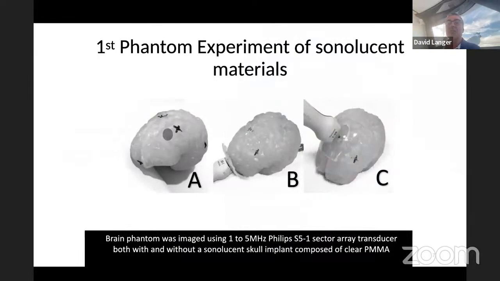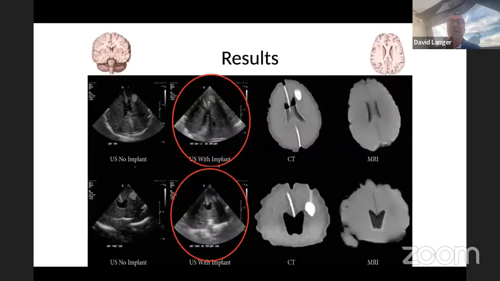Nadi was really involved in some of the early evolution of developing PMMA implants. This is just a model of a brain phantom. If you look at the ultrasound on the left, which is no implant, versus the ultrasound on the right with this red circle, there is really very little difference when using these phantoms, whether you're looking through an implant or not.